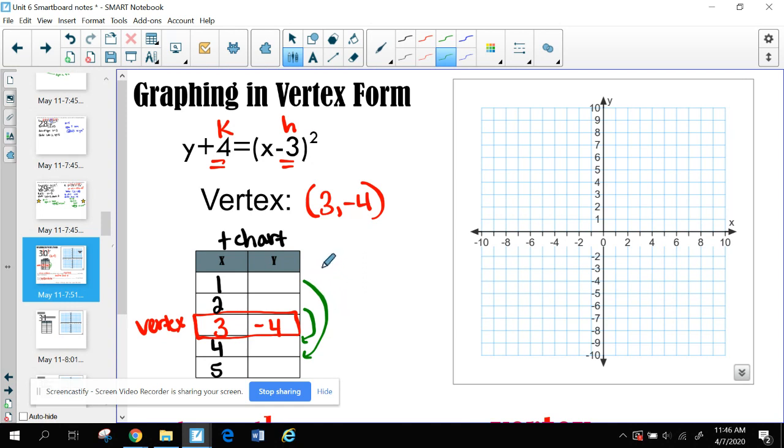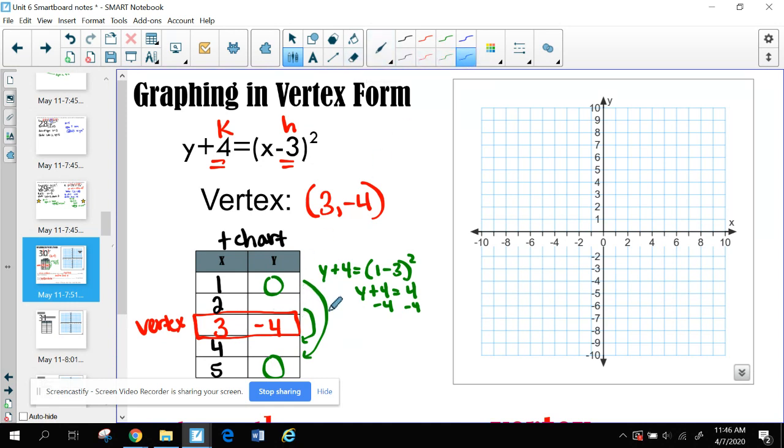So if I substitute in 1, I have y plus 4 equals 1 minus 3 squared. 1 minus 3 is -2. -2 squared is +4, and then I need to subtract 4 over. So I really get 0 for both of these.